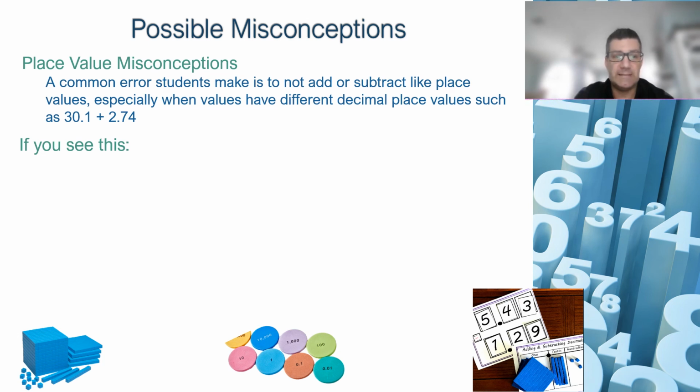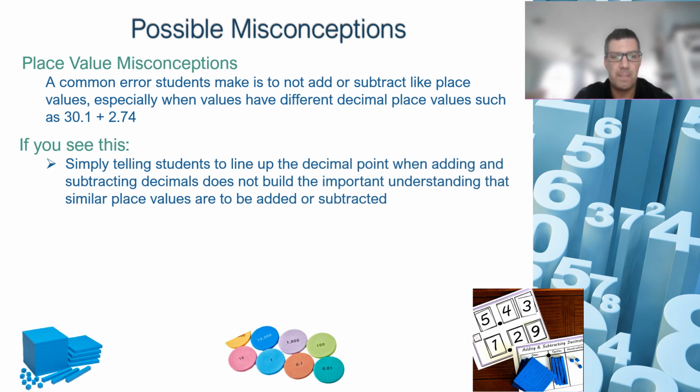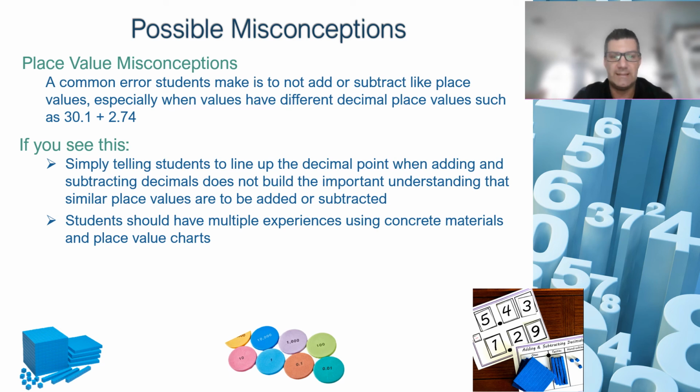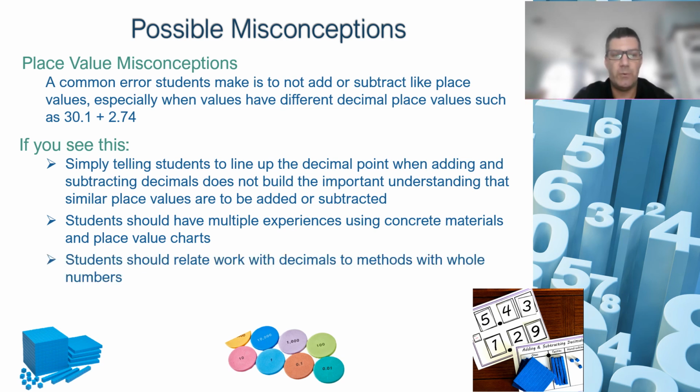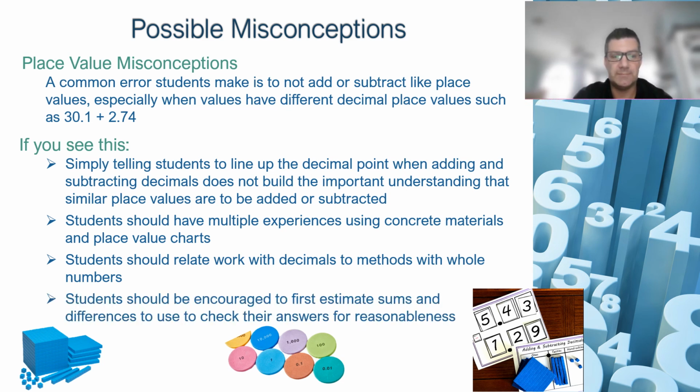So possible misconceptions: we know kids maybe struggle with that place value, right? But think about all these models that we did. You can't just tell kids to line up the decimal point. Working with base 10 blocks, they can see that they have to do that. Working with the place value discs on the mat, they have to see. We need to add tenths to tenths, ones to ones, hundredths to hundredths, just like they did with whole numbers. So we want kids having that experience with those. We want them bringing it back and connecting to what they did with whole numbers.